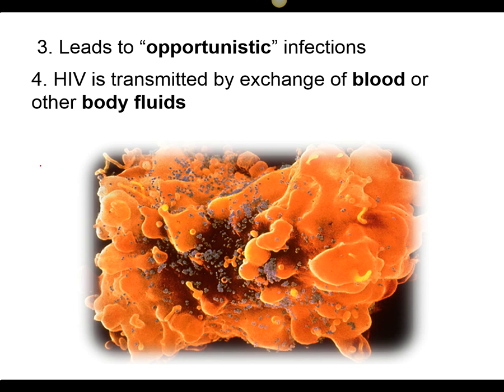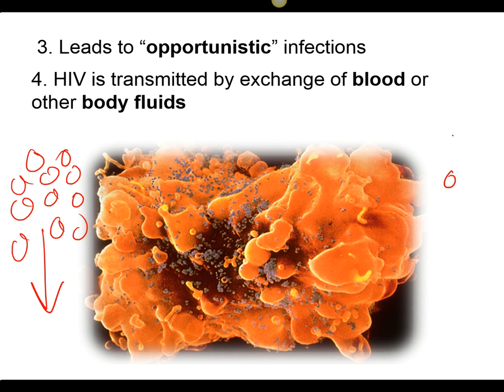And so we kill our T cells. We should have a lot of T cells, and they drop in number, so we have very few T cells. So this would be like a healthy person with lots of T cells. And then this would be like someone that ends up having AIDS because they don't have as many T cells. And so they're very prone to infections. The way that you get HIV is through exchanging blood or other bodily fluids. You can't get HIV if somebody sneezes on you, coughs on you, or kisses you.